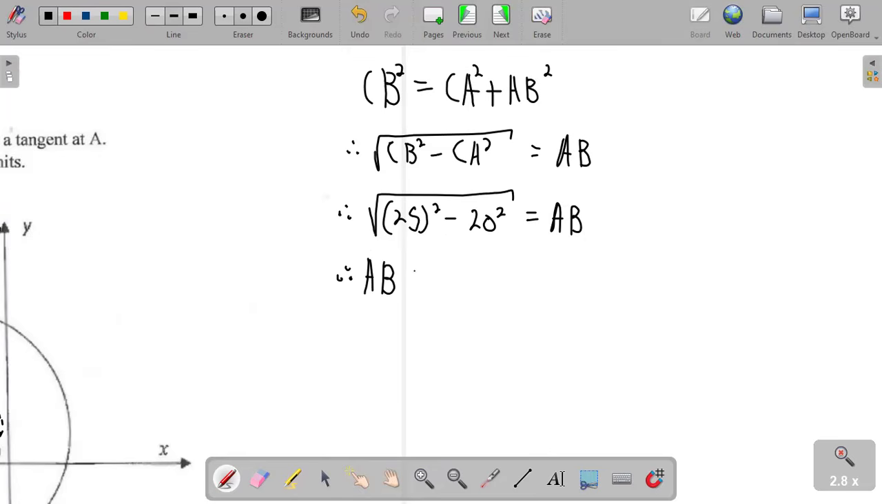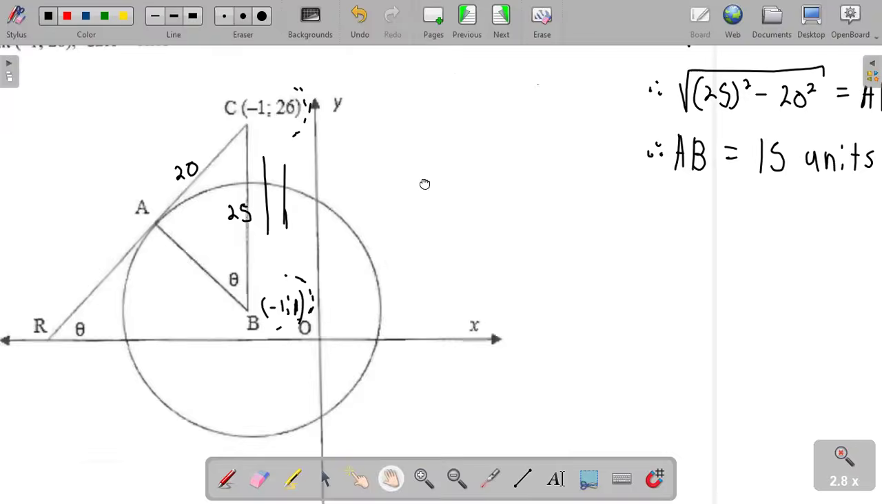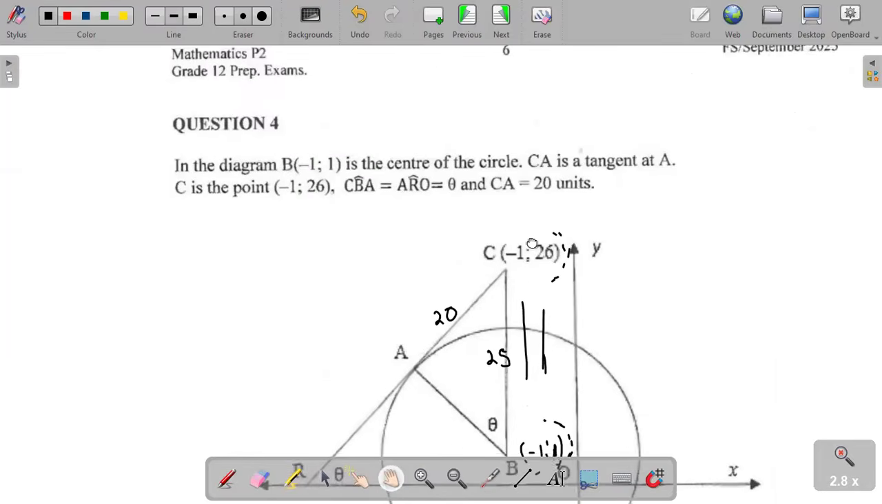And then you use a calculator. So we just change the subject, and then from there, you use a calculator. It gives me 15 units, equals the radius of the circle. Yes.